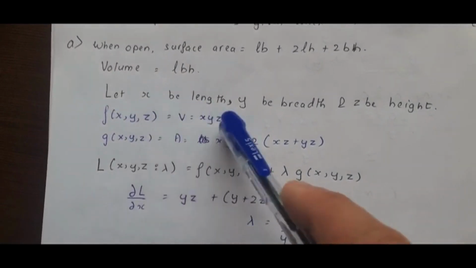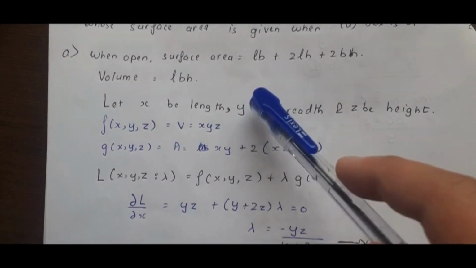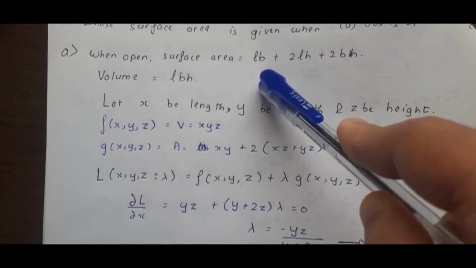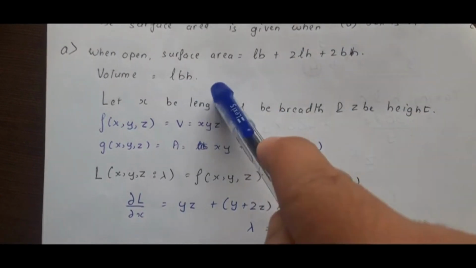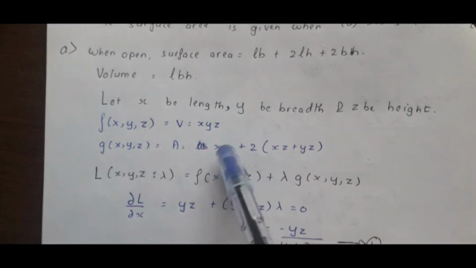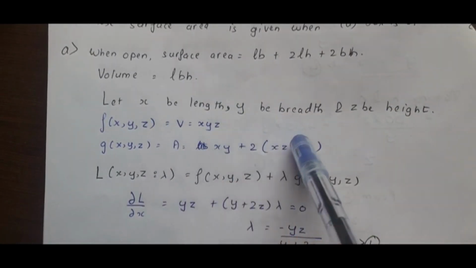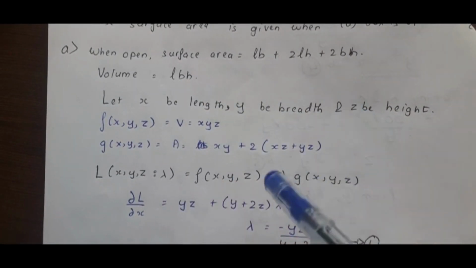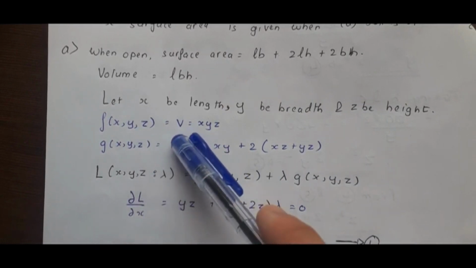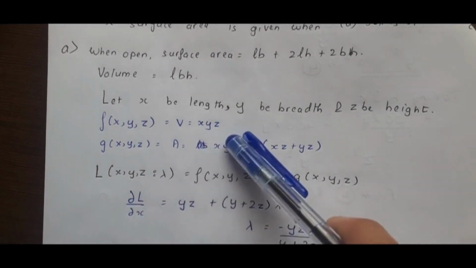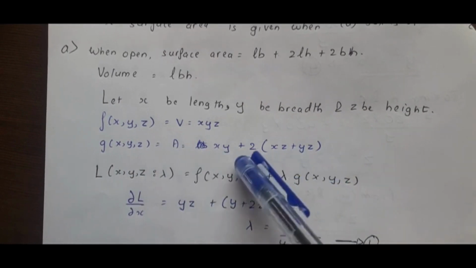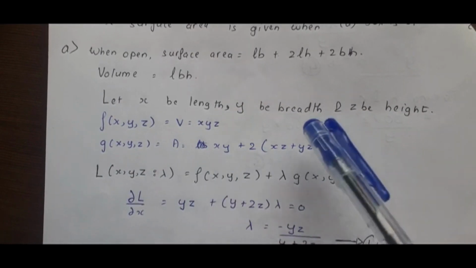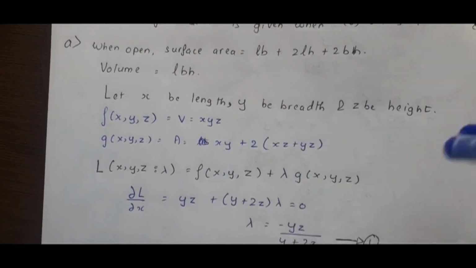So when it is open, the surface area will be of 5 sides. So we take it as length into breadth plus twice length into height plus twice breadth into height. The volume is going to be constant as length, breadth, height. If we call x as the length, y as the breadth and z as the height, we say f of xyz equals v, that's my volume, equals xyz. My limiting condition over here is going to be my surface area, which is xy plus 2xz plus 2yz. So I've taken 2 out common.